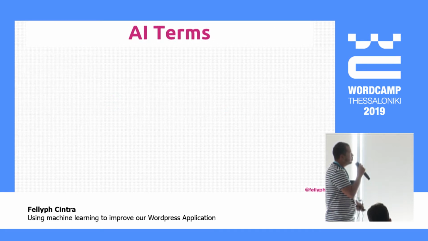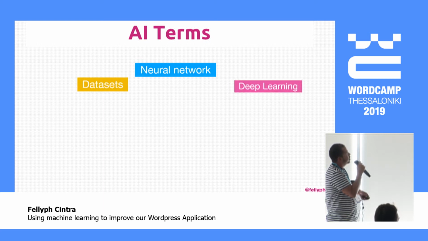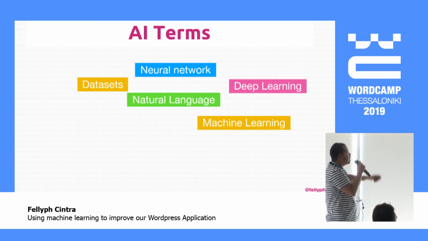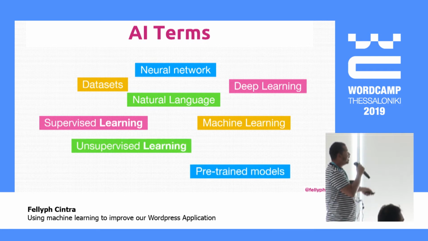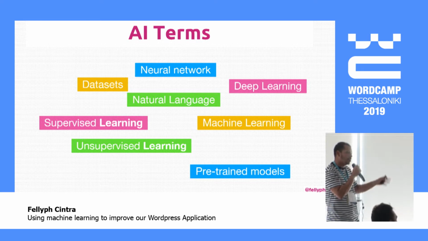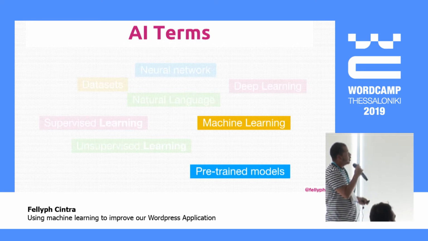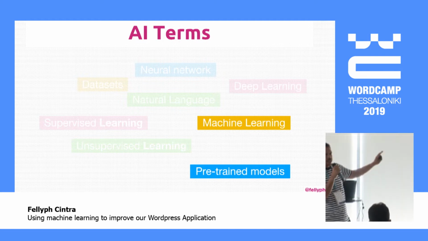There are some terms that I always came across when I started to search about AI: neural network, data set, deep learning, natural learning, machine learning, supervised learning, what else learning, and pre-trained models. We have this whole set of things when talking about machine learning. But for today, we're going to focus on two things. One is machine learning, and the second one is pre-trained models.